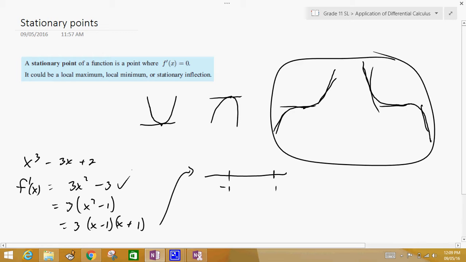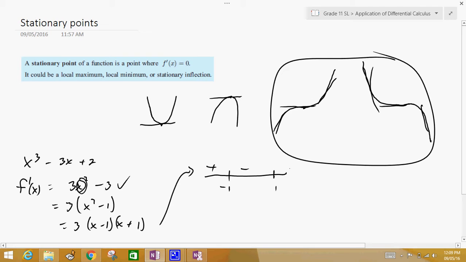So negative 100. If we put negative 100 into this and we square it, right away you can see that's going to be a very big positive number. So this is positive. Next, we're going to put in a number between negative 1 and 1. Let's say 0. So 0 squared times 3 is 0, minus 3, so this is negative.